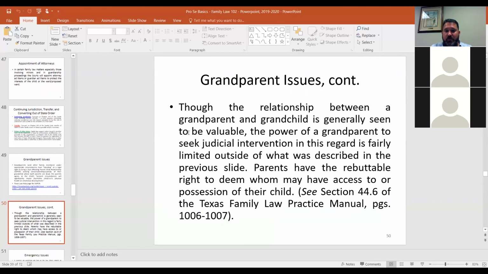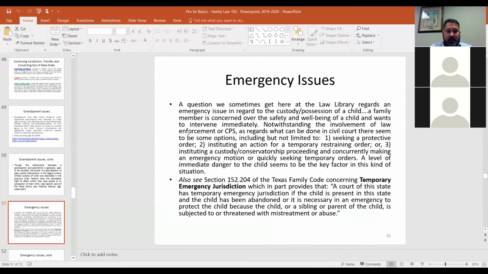Sometimes it's a bit of an issue. Sometimes grandparents feel left out and they want to see their grandchildren, and maybe there's a family issue where they're being prevented from doing so. And so what are grandparents' rights under Texas law for that? So we have information we can provide to people to try and help them navigate those issues.